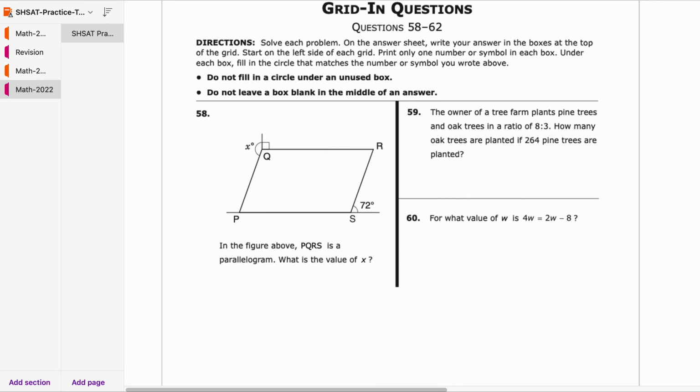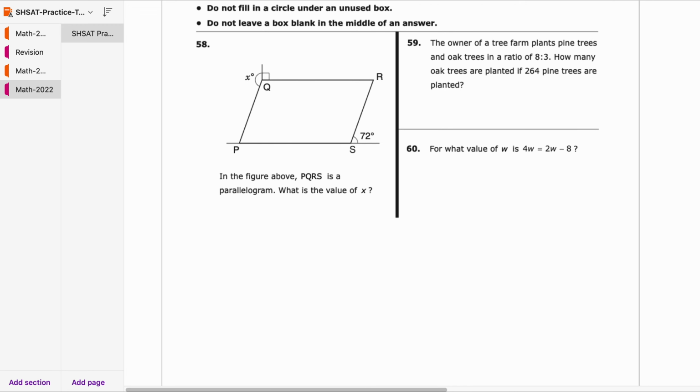So question number 58. Alright, so we have a parallelogram, and we're told that PQRS is a parallelogram, and we want to know what the value of x is. So the first thing I'm going to do is look at this angle right here, the angle between S and the line. So that's 72 degrees. Since we know that this line has complementary angles, this angle right there must be complementary to 72.